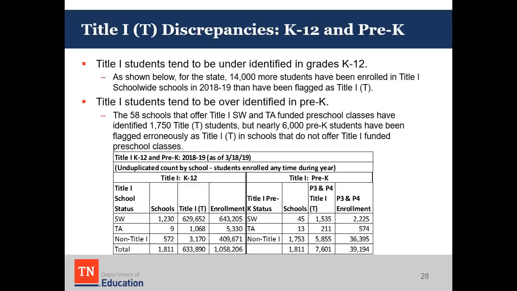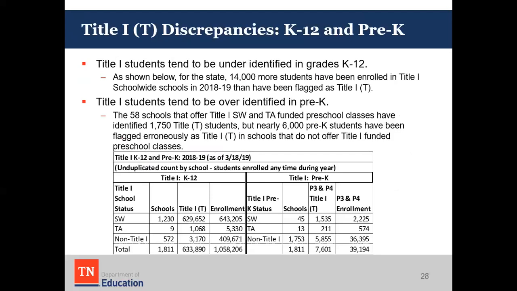There are 2 major discrepancies that affect the Title I data. Title I students tend to be under-identified in grades K through 12. As shown in the table below, for the state, 14,000 more students have been enrolled in Title I school-wide schools in 2018-19 than have been flagged as Title I-T.